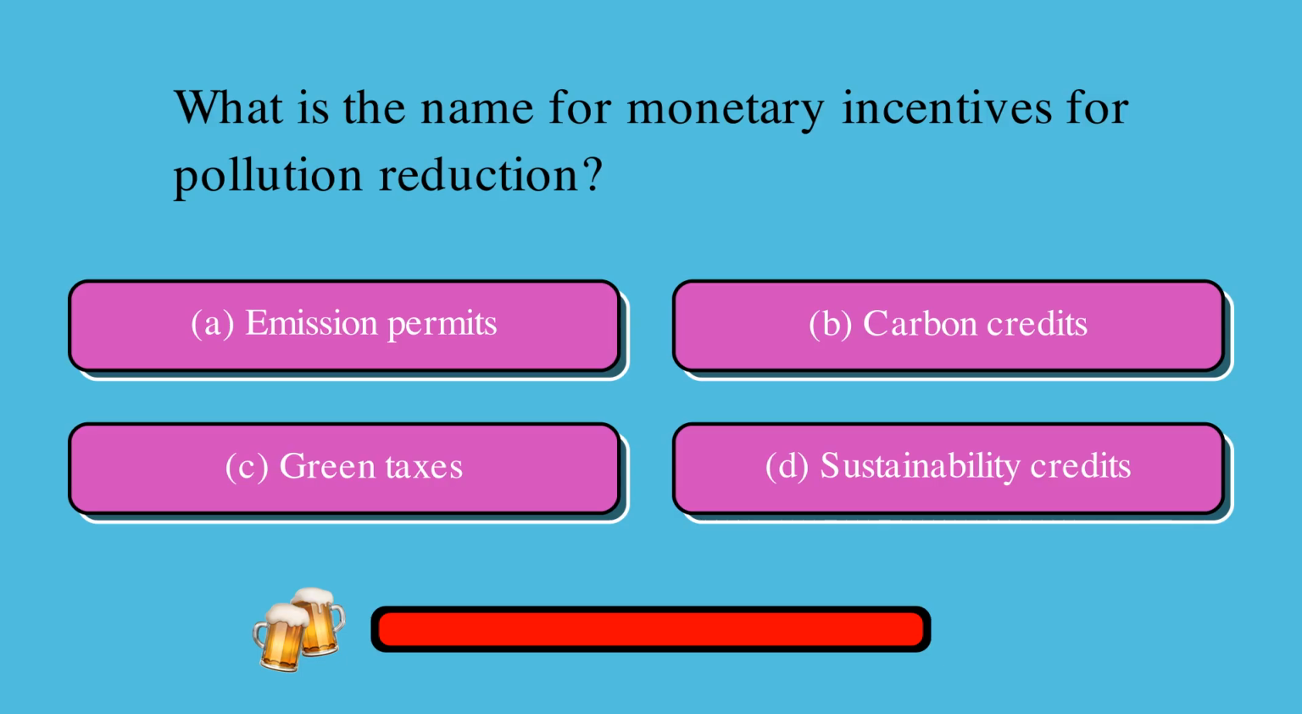What is the name for monetary incentives for pollution reduction? Is it A, emission permits, B, carbon credits, C, green taxes, or D, sustainability credits? The correct answer is B, carbon credits.